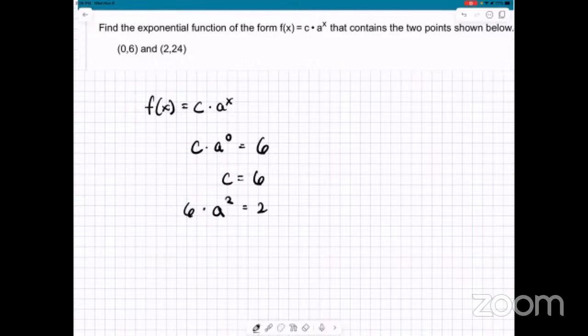If we use the inverse operation, divide both sides by 6, a squared equals 4. Take a square root. Normally it would be plus or minus, but a negative base for your exponent doesn't make sense in this context. So we're just going to take the positive result, positive 2. All right? Okay. So if we put all this together, our function, our c is 6 times our a is 2 to the power of x. That looks good.